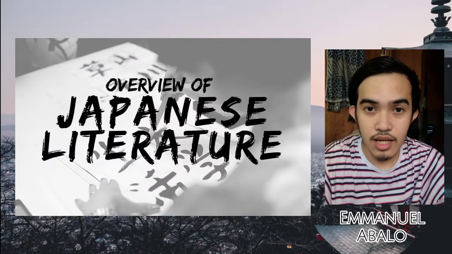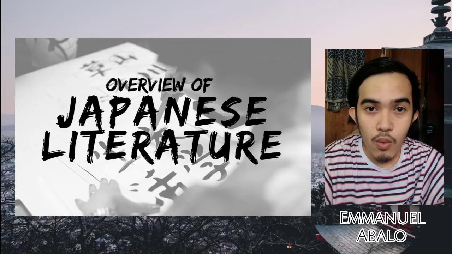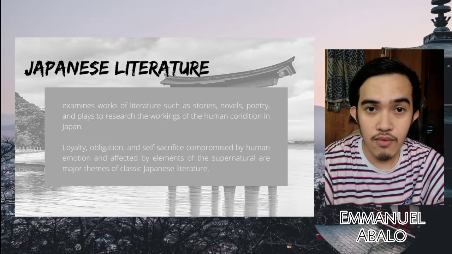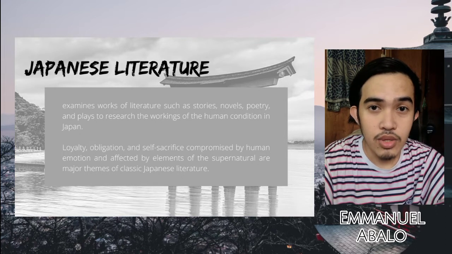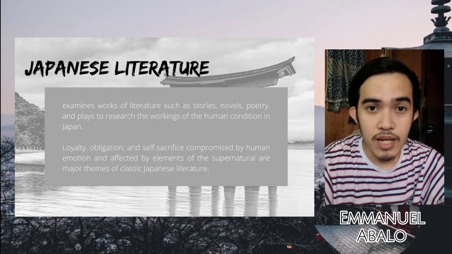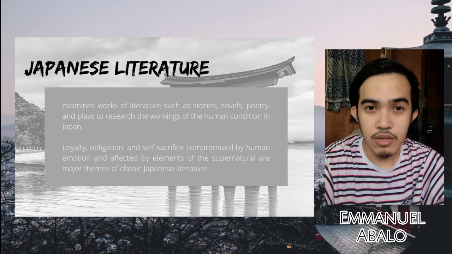We are going to discuss the overview of Japanese literature. So, what's with Japanese literature? Japanese literature examines works of literature such as stories, novels, poetry, and plays to research the workings of the human condition in Japan. Japanese literature throughout most of its history has been influenced by cultural contact with neighboring Asian literature, most notably China and its literature.